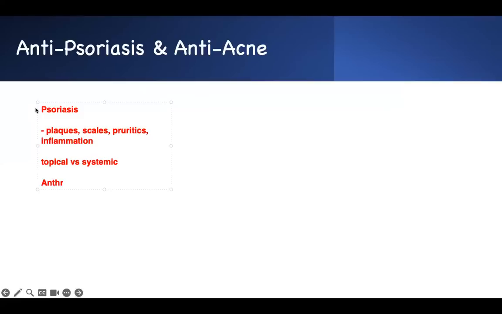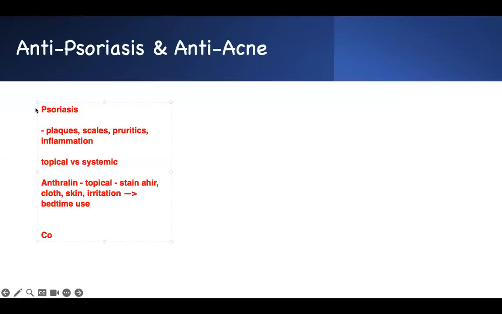The first one is anthralin. This is a topical agent that we can use for psoriasis. What is the biggest problem? It stains your hair, your clothes, and your skin. It can cause irritation also. Most of the time, we recommend using it at bedtime. That's all you need to know.